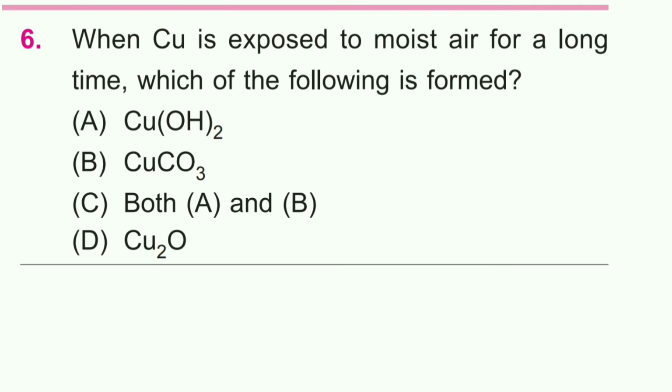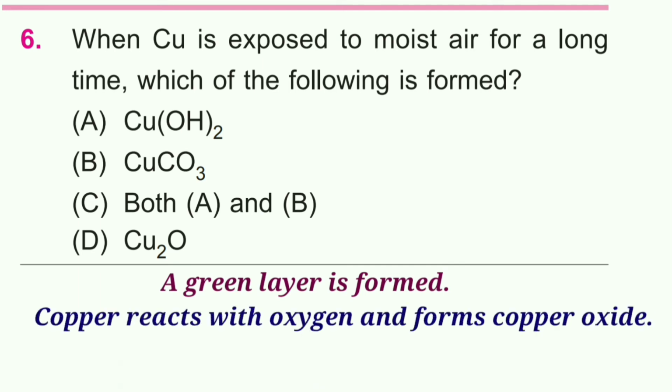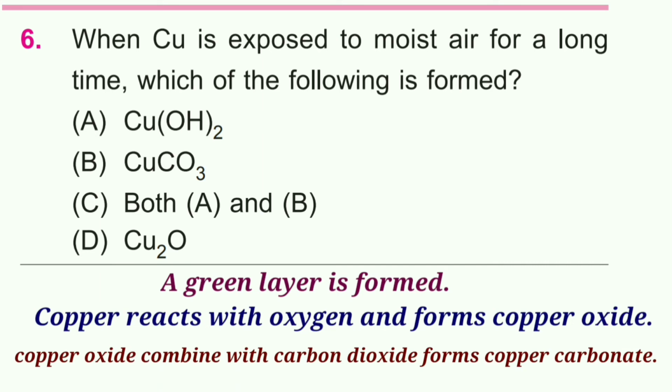Question number 6. When copper is exposed to moist air for a long time, which of the following is formed? We know that if a copper vessel is exposed to moist air, a green layer is formed on its surface because copper reacts with oxygen and makes an oxide, which is called copper oxide. This oxide, when combined with carbon dioxide, forms copper carbonate. It makes a green color on its surface. The green material is a mixture of copper hydroxide. So option C is correct, both A and B.